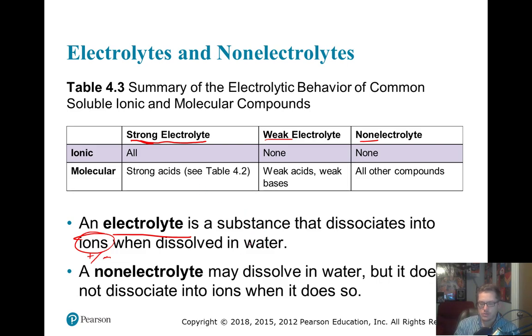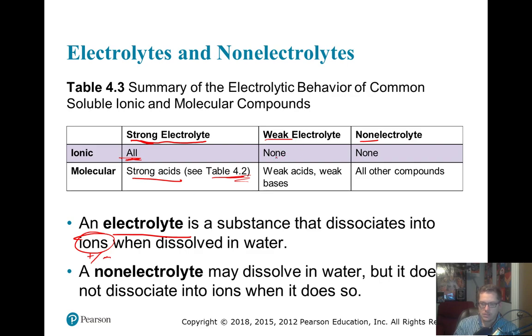Water itself is neutral. It might have a partial positive and partial negative end, but it's actually pretty neutral, right? And so all ionic compounds are strong electrolytes. And all strong acids are electrolytes. When we get to strong acids, we'll have seven strong acids for you to memorize.